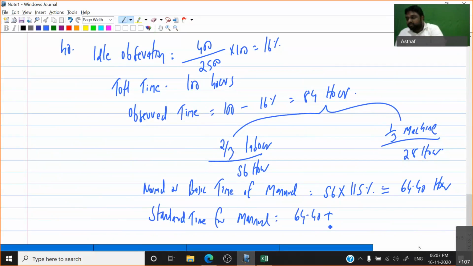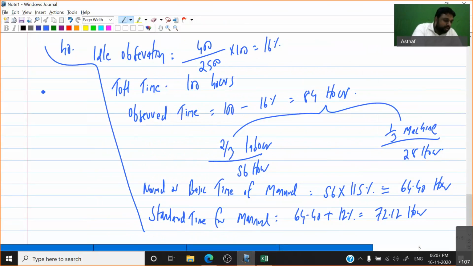64.4 plus allowance. What is the allowance? Allowance is 12%. So 64.4 plus 12%, what will come? 72.12 hours. Now, what is the total standard time? Listen now, we are coming to the end now.